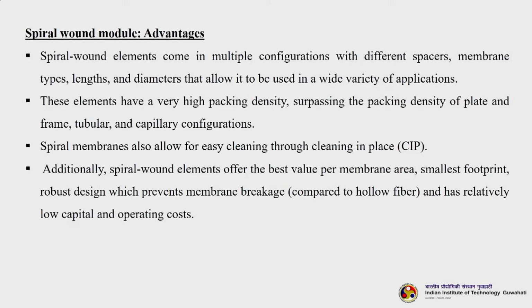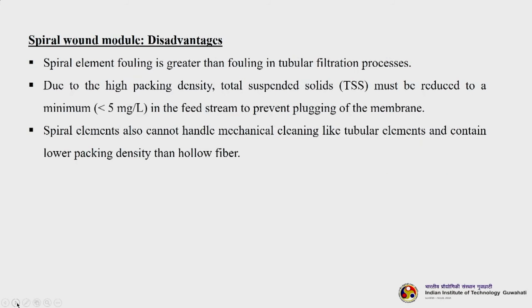Spiral wound elements come in multiple configurations with different spacers, membrane types, lengths and diameters that allow them to be used in a wide variety of applications. These elements have a very high packing density, surpassing that of plate and frame, tubular and capillary configurations. Spiral membranes also allow easy cleaning through cleaning in place technology. Additionally, they offer the best value per membrane area, the smallest footprint, and a robust design which prevents membrane breakage compared to hollow fiber systems, with relatively low capital and operating cost.